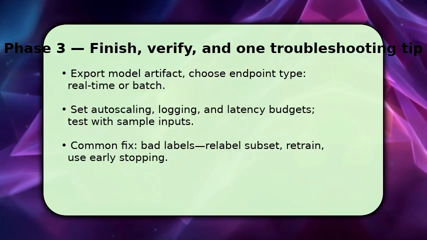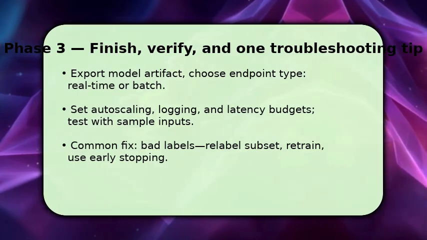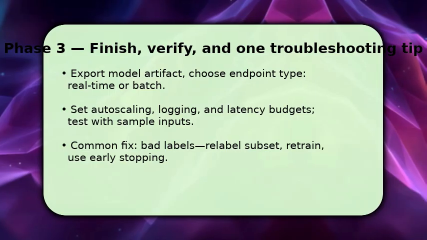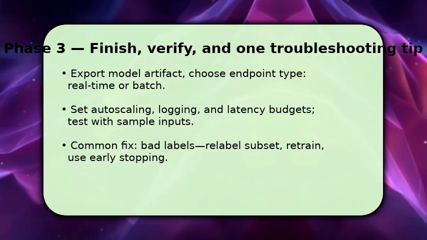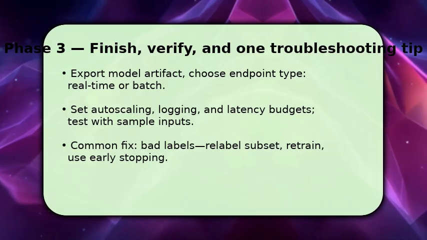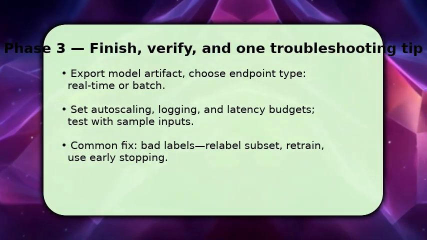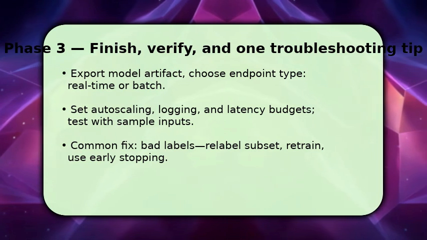If performance lags, make sure to inspect logs and metrics. Troubleshooting tip: if accuracy is poor, check for mislabeled data. Relabel a focus subset and retrain with early stopping. This often resolves noisy label issues quickly.